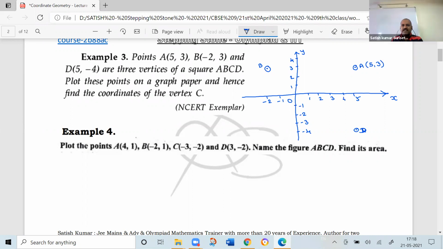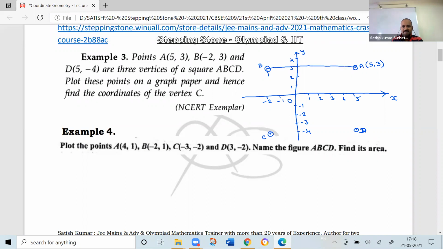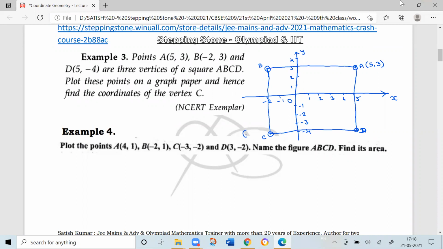Now, when you consider the order, it should be A, B, C, D. That means C must be in which quadrant? Third quadrant. Correct. So this must be C. Now join. What are the coordinates of C now? (-2, -4). Correct.